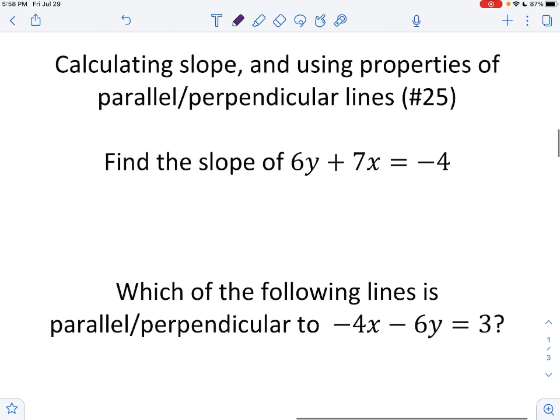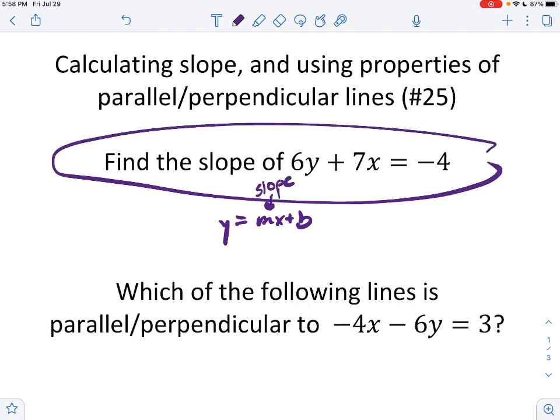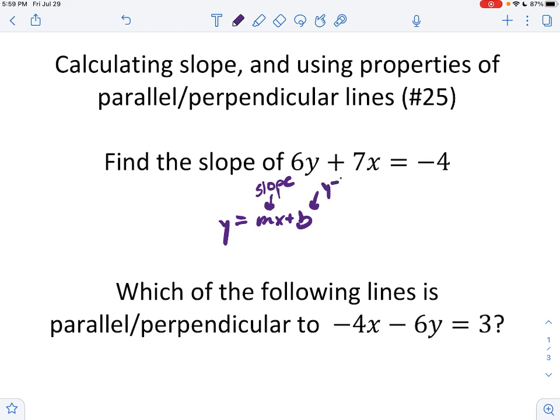All right, calculating slope and finding parallel and perpendicular lines. So you need to keep in mind this formula, y equals mx plus b. You've probably seen it before. If you haven't, it's okay. There's 2 components. The slope, which I'm not going to get into details of what exactly it is. You just need to identify it with this type of problem. And then here's your y-intercept, okay? Just remember that. m is slope, b is y-intercept.